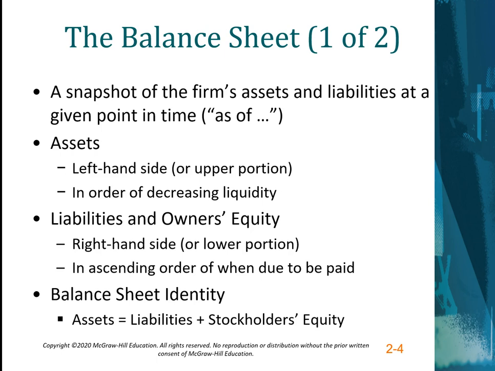Liabilities and owner's equity. If you remember from financial accounting, assets have to equal liabilities and owner's equity. They're on the right-hand side portion of the balance sheet, or the lower portion if the balance sheet is shown from top to bottom. And in this case, it's in ascending order of when they're due to be paid. So in other words, the liabilities that we owe and are going to have to pay the soonest are going to be the ones that top the list. And when we're all done, the balance sheet identity should be assets equal liabilities plus owner's equity.